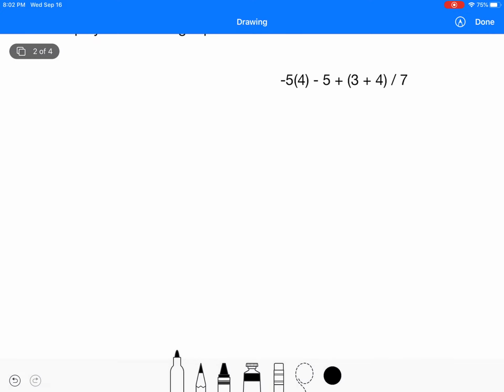Okay, so for example, let's look at this next one. So we've got equals. Now, there are brackets, but this first part of the question doesn't actually influence the brackets at all. It's not attached to the bracket. So we can actually do -5 times 4. Now we have to remember when we're multiplying or dividing, there are a couple of rules we need to remember.